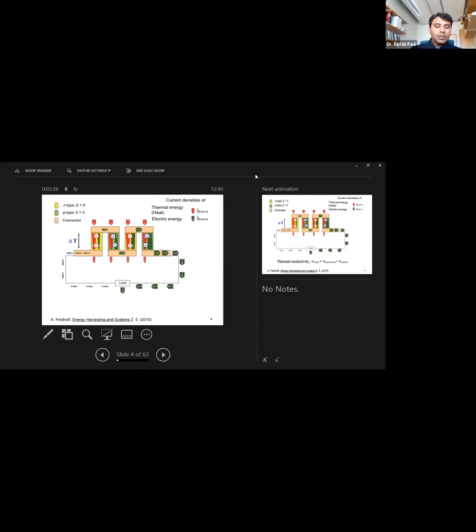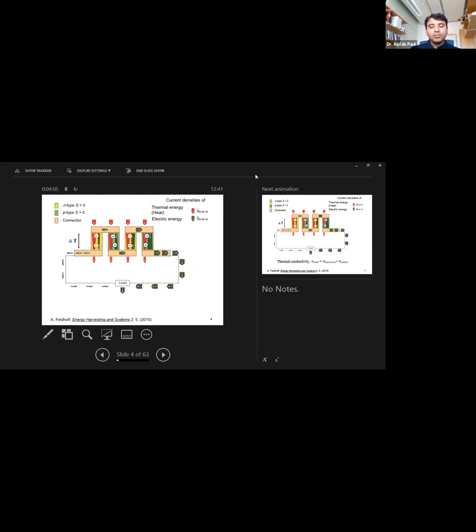So now we try to understand how a thermoelectric device works. Each thermoelectric device consists of many thermocouples, and each thermocouple consists of N and P type legs. Thermocouples are connected in series electrically and in parallel thermally. So what happens here? Electrons and holes from the hot side move to the cold side and, passing through the load, again come to the hot side. So these cycles go on and power is generated.